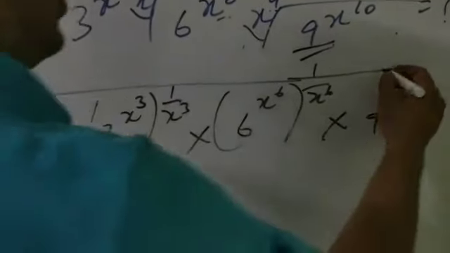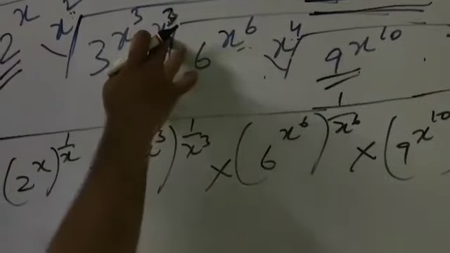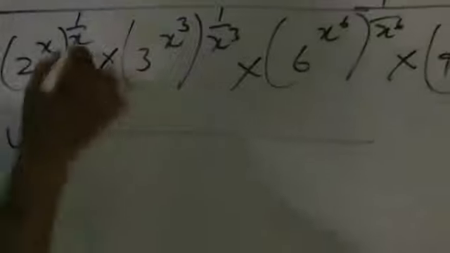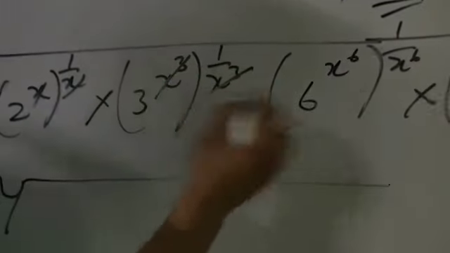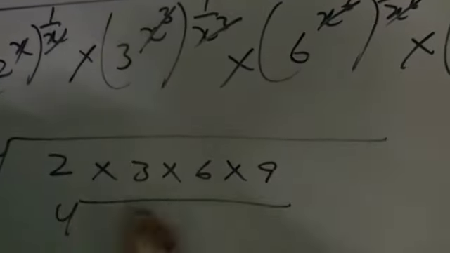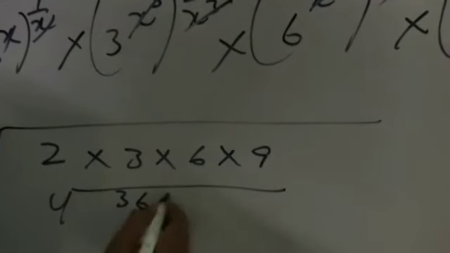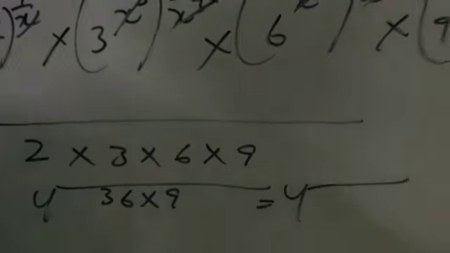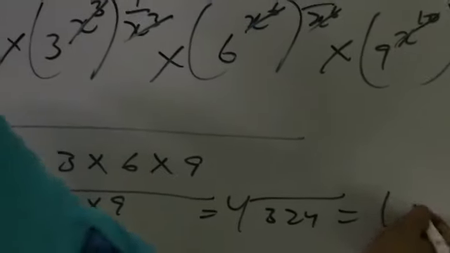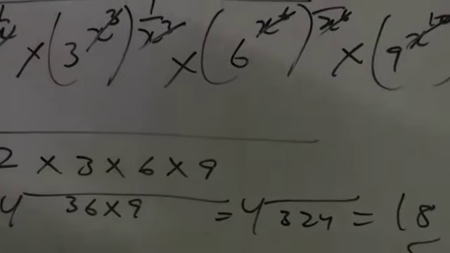Similarly here also 9 x to the power 10, and this 4, 3, 7, 7, 2, 9 and 9 or 1, 10, x to the power 1 upon x to the power 10. Then this is cancelled out from this and this and this and this. What is the remaining? 2 into 3 into 6 into 9. What is that? 2 into 3, 6, 36 into 9. What is that? 3 to 4. The square root of 3 to 4 is 18. Therefore, our answer is 18.